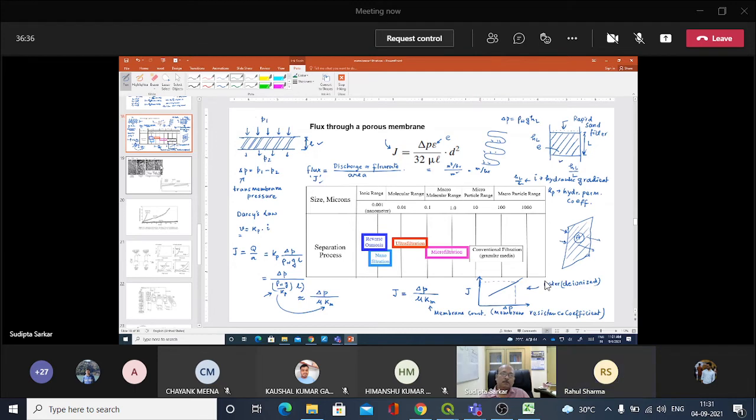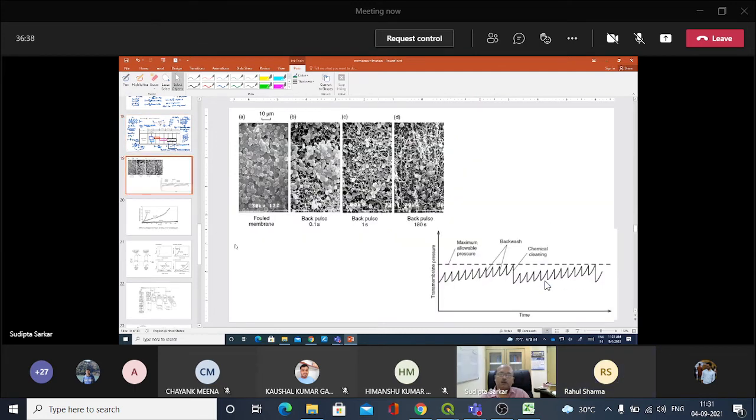Now let me show you a figure of a fouled membrane. Look at the first figure here. This is a fouled membrane. This is an SEM diagram of a fouled membrane, and here you can see all these particles are on top of the membrane.